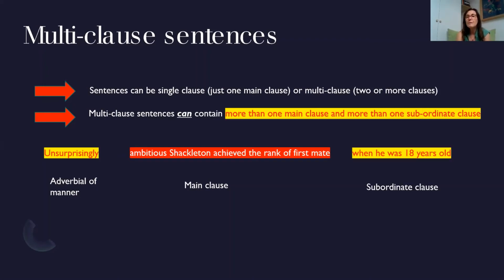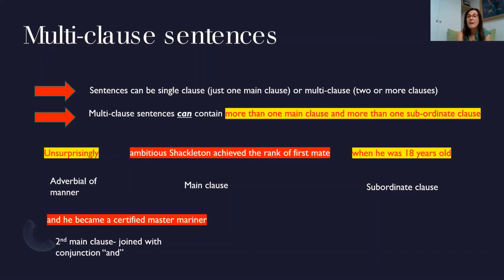Then we have a subordinate clause, when he was 18 years old. Was is your verb. It adds information to when Shackleton achieved the rank of first mate. It's a subordinate clause. As you can see, it begins with the subordinating conjunction when.